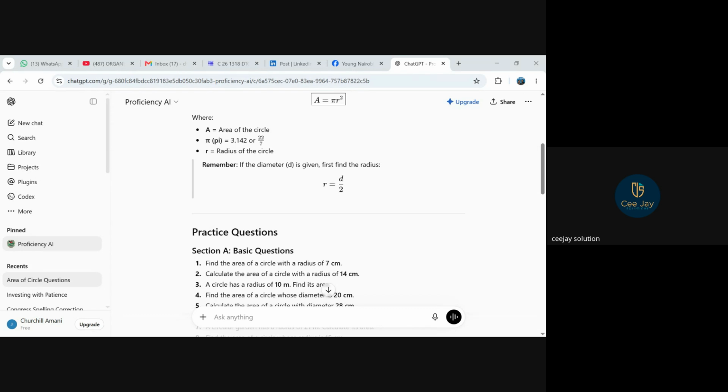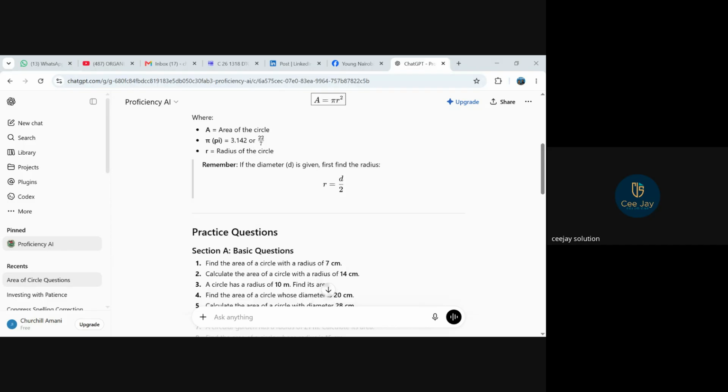The formula, as I said earlier, is pi r squared. Pi is 22/7, so 22/7 times 7 times 7. When I calculate, I get my answer to be 154 centimeter squared. That's my answer in question 1.